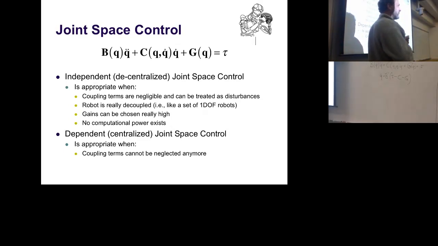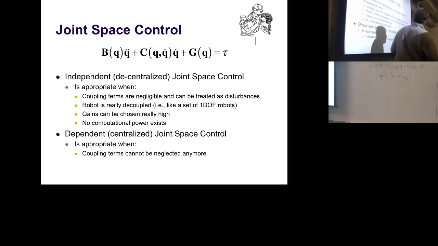Wouldn't it be nice if we could somehow make this not a big matrix equation, but rather n independent equations for n degrees of freedom which we can work with? This is the idea of independent or decentralized joint space control. We try to find a first-order approximation to doing this without being that accurate. The good thing is you can do this in a very hacky way, and you can do this very fast.